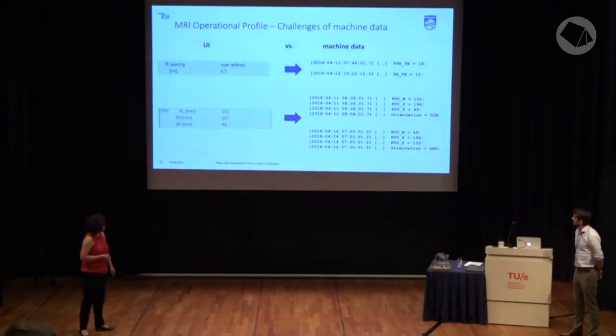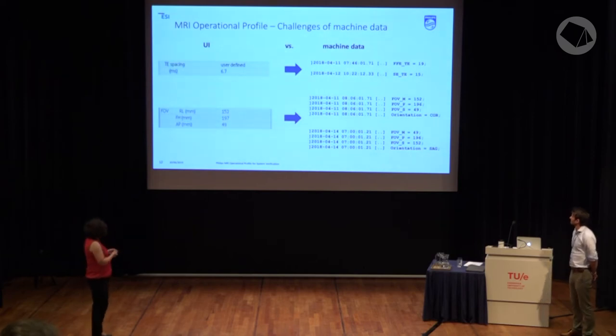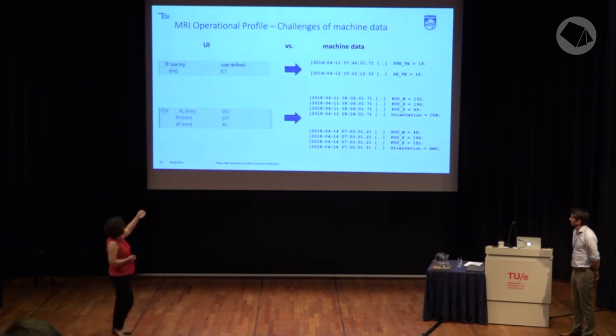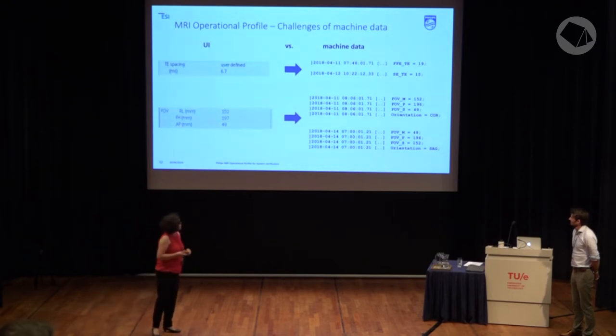But now I have two concrete examples. We looked at the parameters. On one side is how the parameters look on the user interface. On the other side is more or less how they look in the machine data. It's not exactly how they look because we are not allowed to show you the exact log file, so this is a bit of an abstraction.